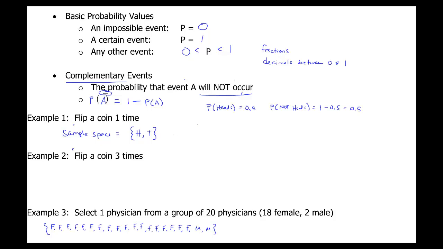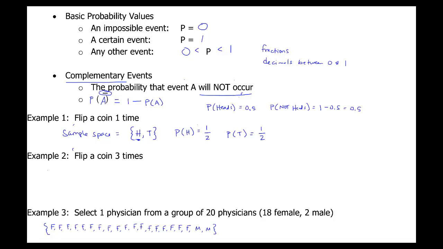Now we can calculate probabilities. So the probability of heads, there's one way to get heads out of two possible outcomes. So the probability of heads would be 1 out of 2. The probability of tails, there's also only one way to get tails out of two possible outcomes, so that's also 1/2. So again, that's an easy one.